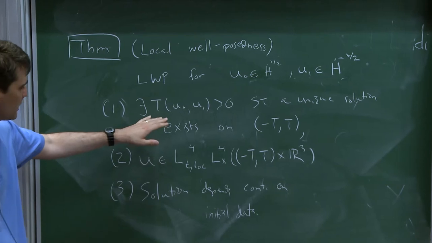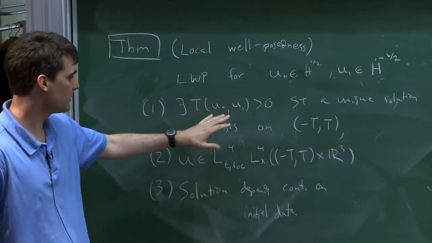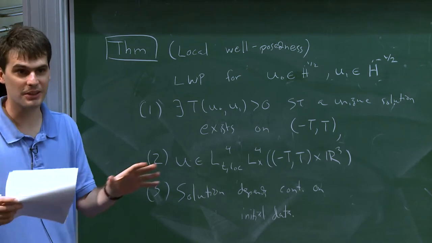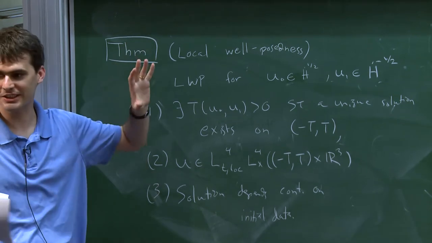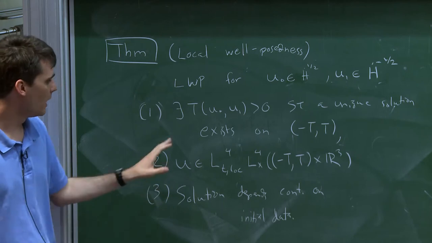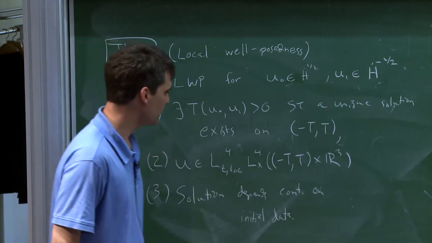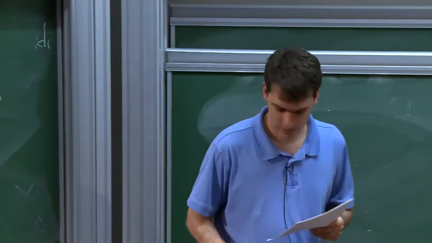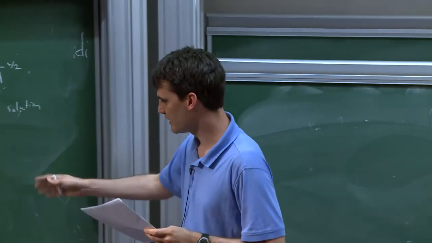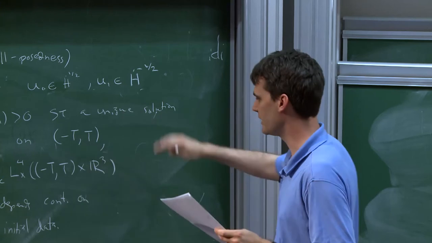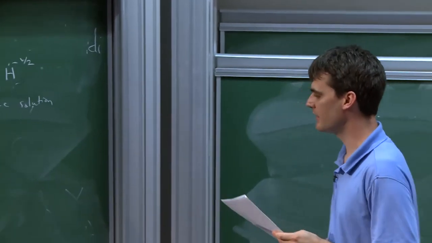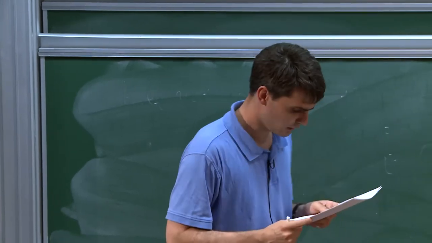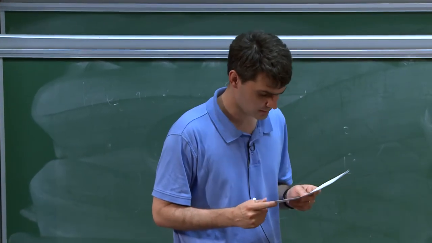Okay, so this is important, right? Because you have this T of u naught, u one. Because it can't just depend on the size. If it did, then you could always do some rescaling to show that in fact you had a global solution, right? I don't want to talk too much about the functional analysis of this, but in any event, this is the standard definition of local well-posedness.